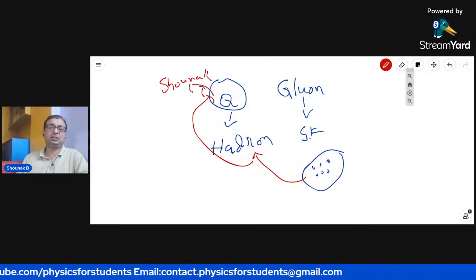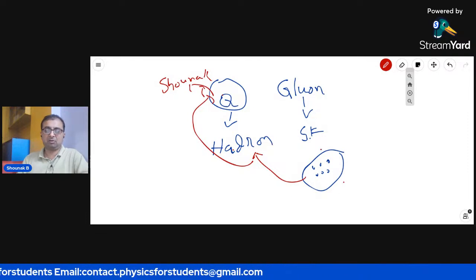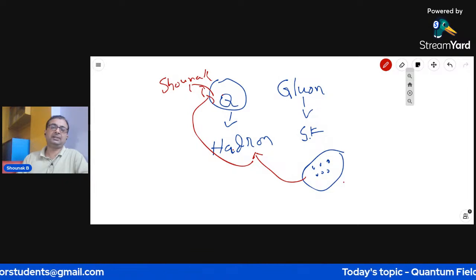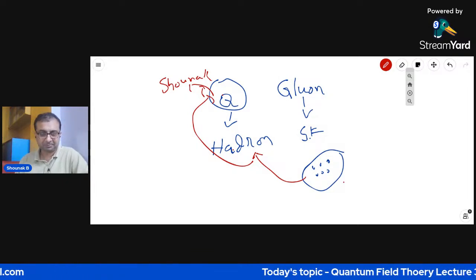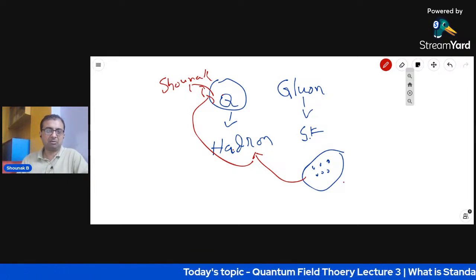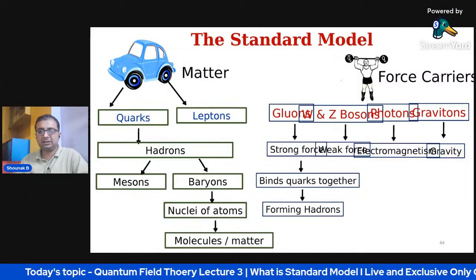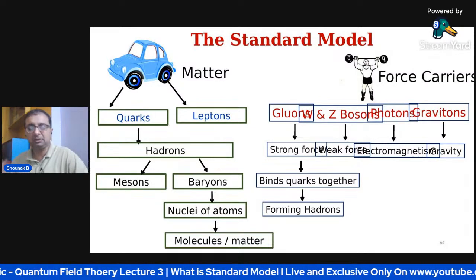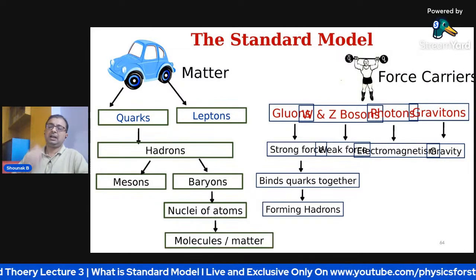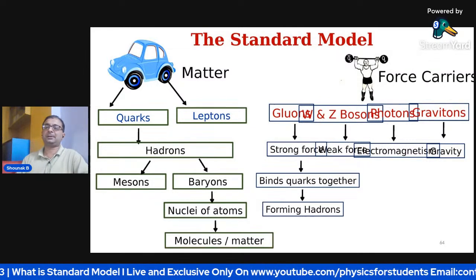So it is very sequential from here to here to here, and the gluons, holding the forces, go back to hadrons, and they are forming the matter. This is how things actually happen. And as you can see, the W and Z bosons are the weak force, photons are the electromagnetic force, and gravitons are gravity.